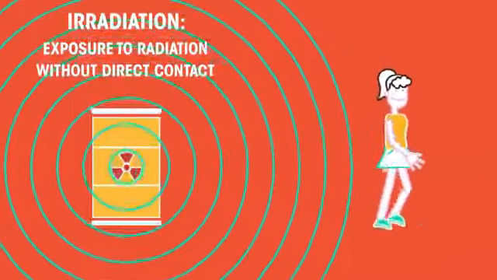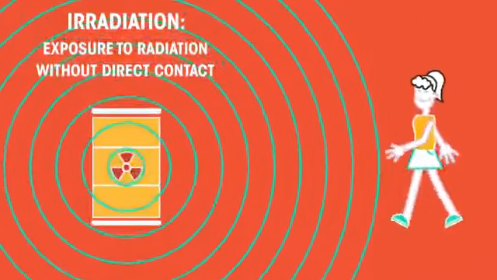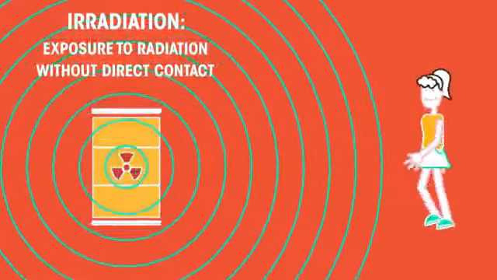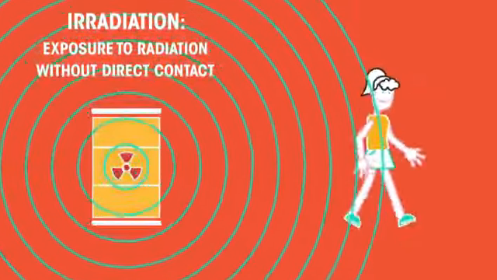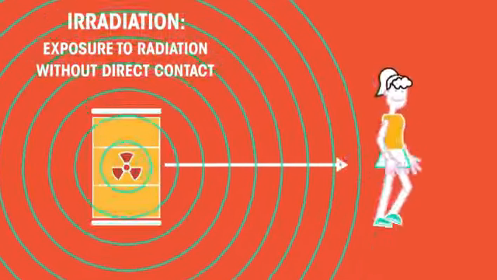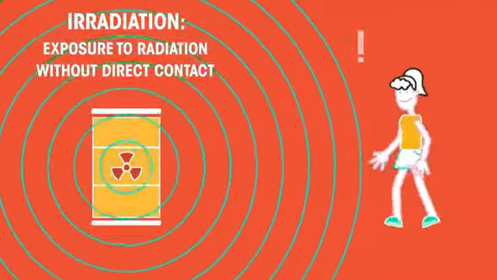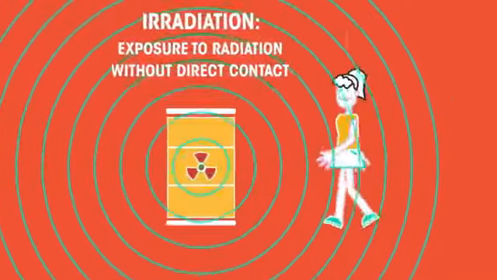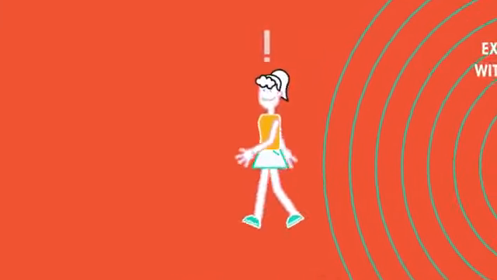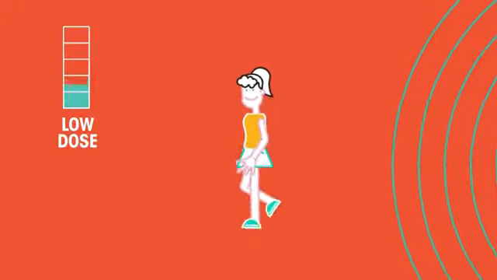Irradiation is when a person or object is exposed to radiation without coming into direct contact with the radioactive source. The person doesn't make direct contact with the radioactive barrel, but since irradiation can happen at a distance, the person is still at risk. The damage only happens when the person is in the area of the radioactive waste. Therefore, the person is only exposed to the radiation for a short time, and so receives a low dose of radiation.